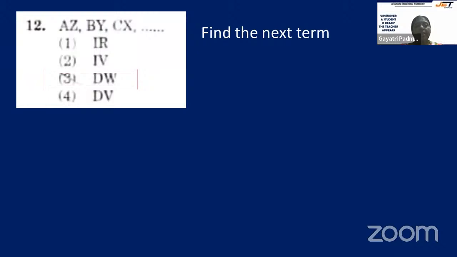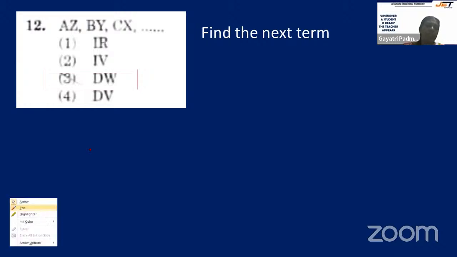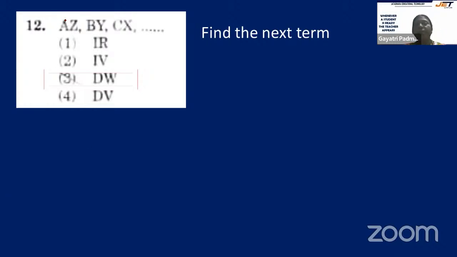We have AZ, BY, CX, dash. All right. So this does not require even 30 seconds, but still quickly try and tell me. You can divide this into 2. The first letters A, B, C. So the next letter must be D. And here it's the reverse of your alphabet. Z, Y, X, W. So Z, Y, X, W, V, U, T, S, R, Q, P. That is how it goes, isn't it? So Z, Y, X, W. So your option 3 must be the correct answer.